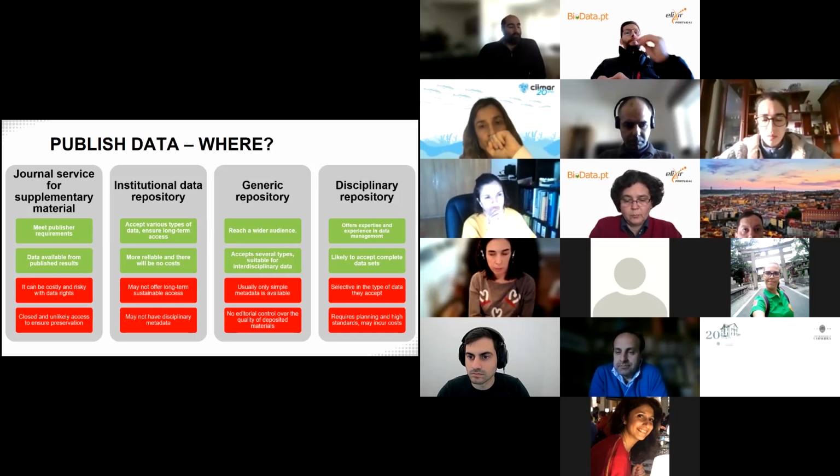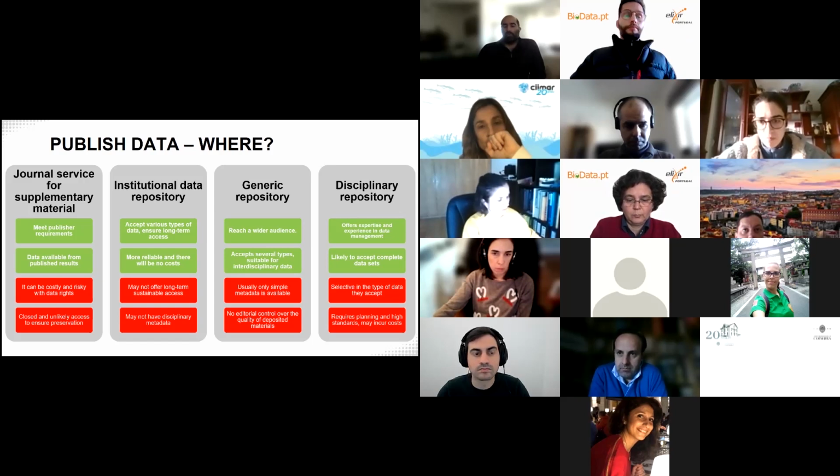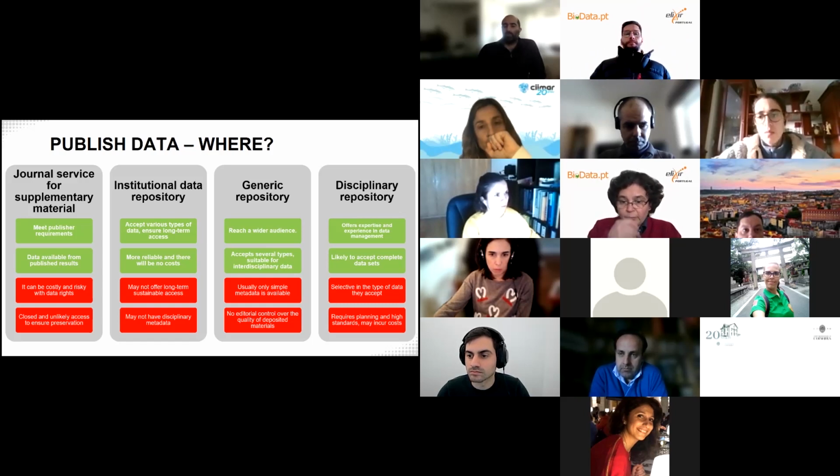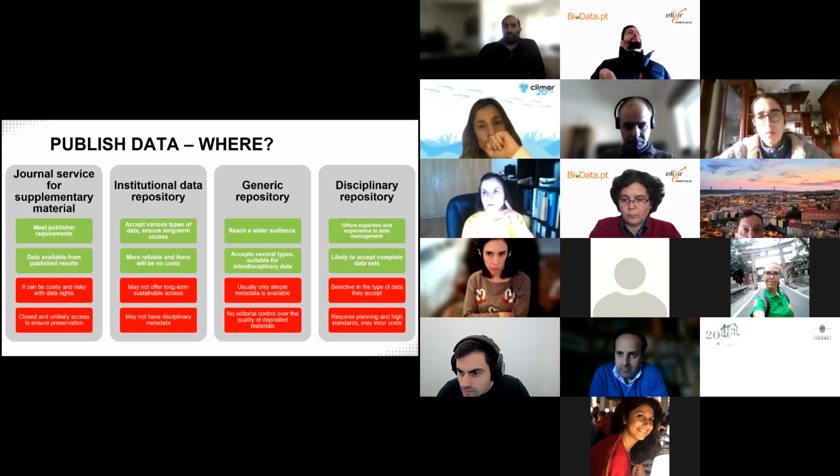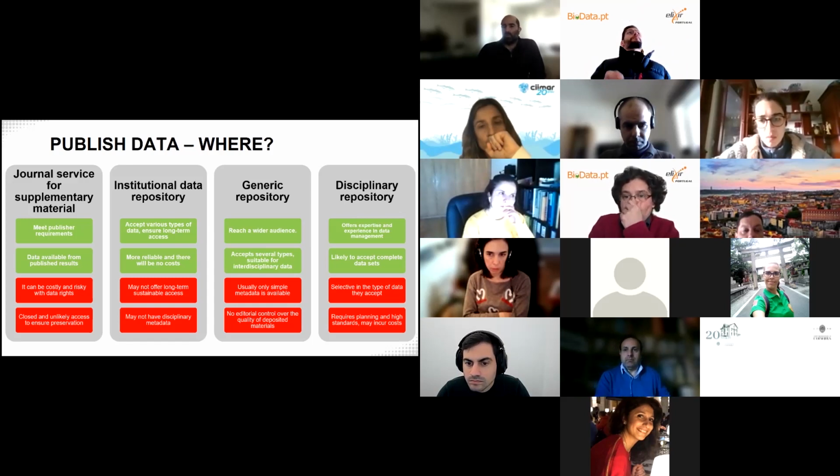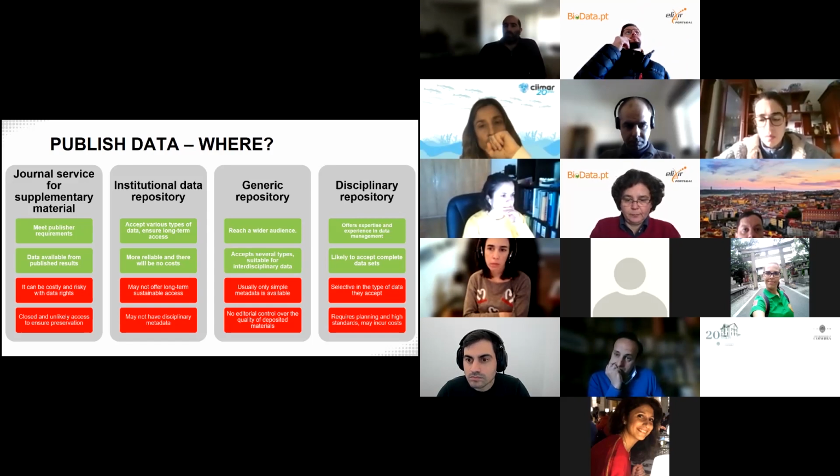Yeah, sure. And the other one. As far as I understand, the metadata should be paired with the data. So I'm not sure I understand why it is a key feature for the repository to have disciplinary metadata. If the metadata is paired with a specific dataset, why does the repository have to have this kind of disciplinary metadata?